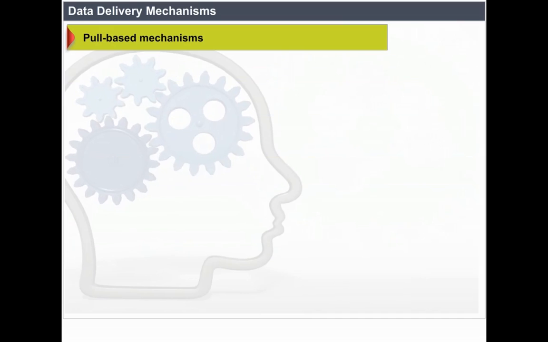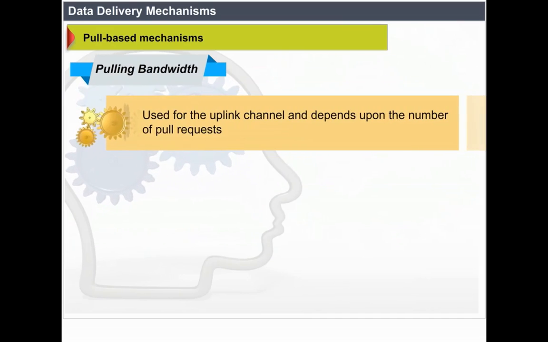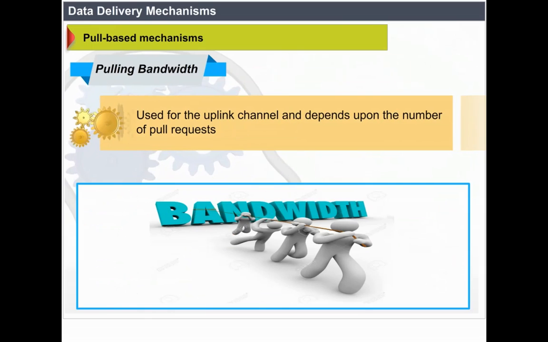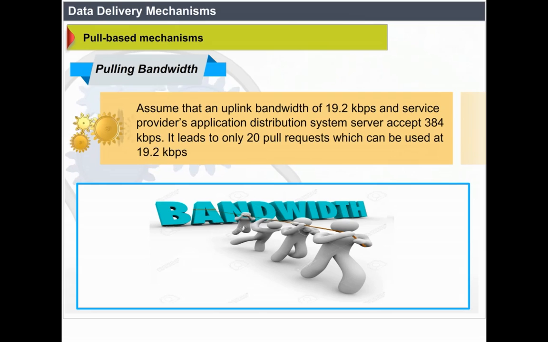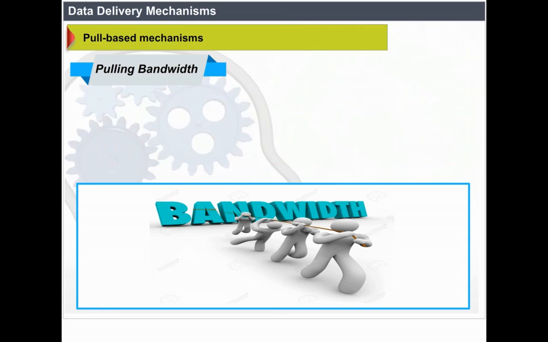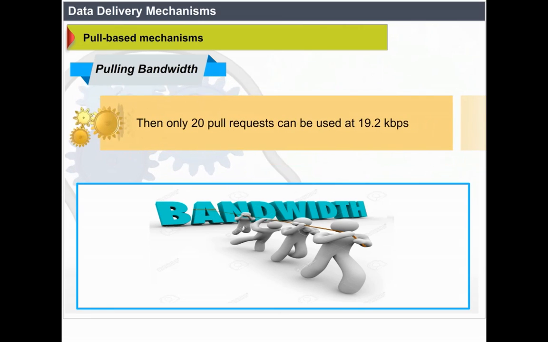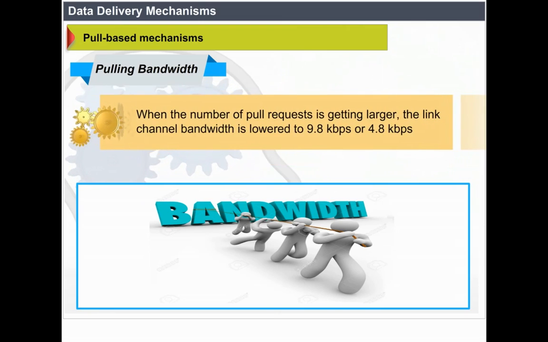Pull-based mechanisms. Pulling bandwidth. Used for the uplink channel and depends upon the number of pull requests. Assume that an uplink bandwidth of 19.2 kbps and the service provider's application distribution system server accepts 384 kbps. Then only 20 pull requests can be used at 19.2 kbps. When the number of pull requests is larger, the link channel bandwidth is lowered to 9.6 kbps or 4.8 kbps.